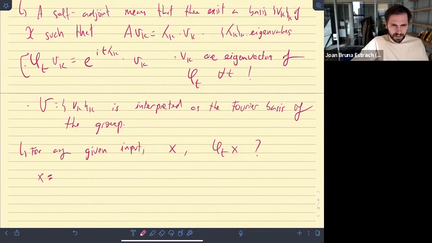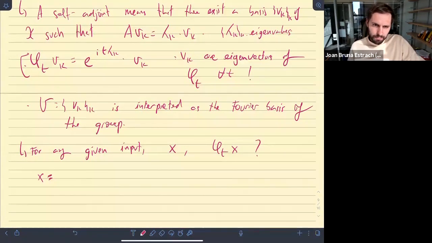I don't know if the question is clear. So how do you, if I know what the group is doing to each of the eigenvectors, how can I now use this information to see how the group is acting on arbitrary inputs?